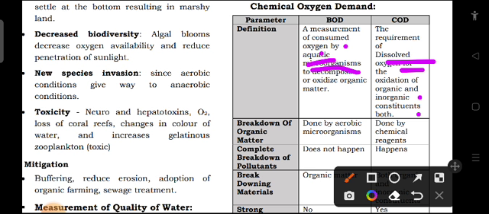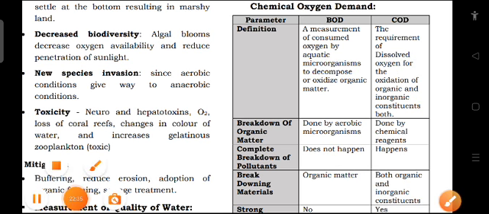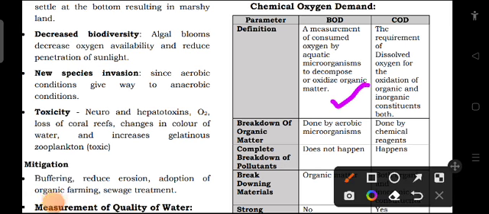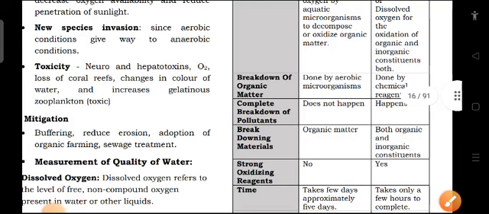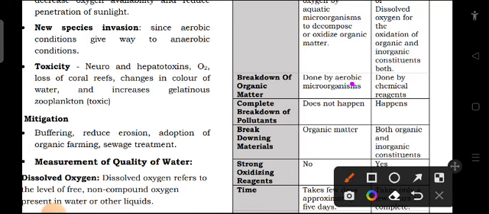If the oxygen is used for oxidation, then it's called chemical oxygen demand. If it is consumed by organisms for their survival, then it is called BOD. So here it is decomposition or oxidation, and here it's oxidation. Then breaking down of organic matter: here it is done by aerobic microorganisms, and here it is done by a chemical reagent. Complete breakdown of pollutant does not happen in BOD, whereas in COD it happens.